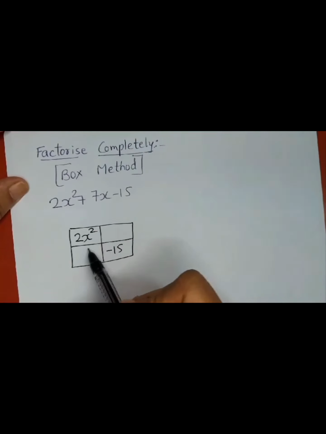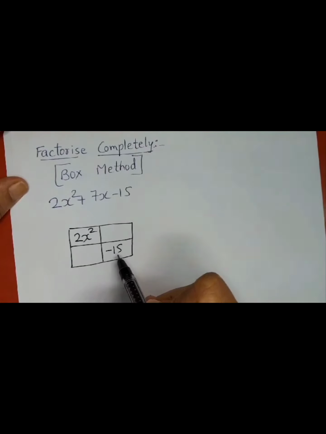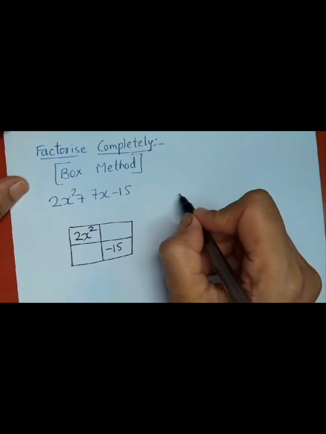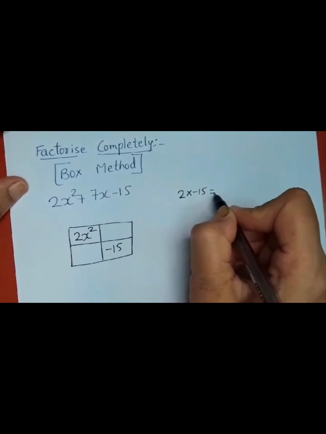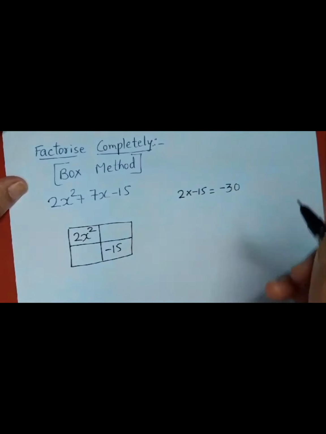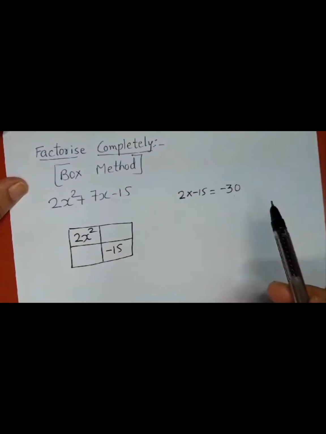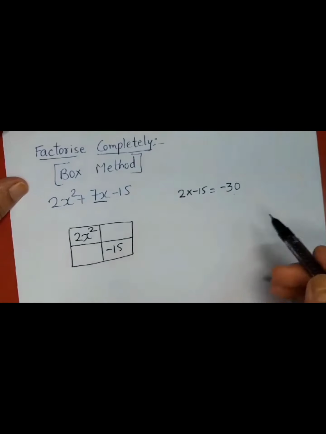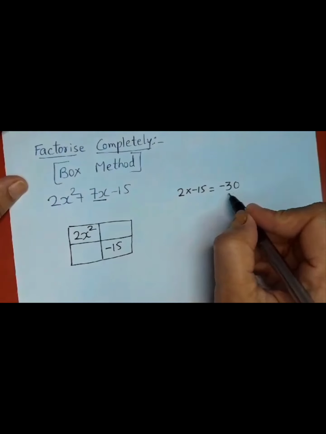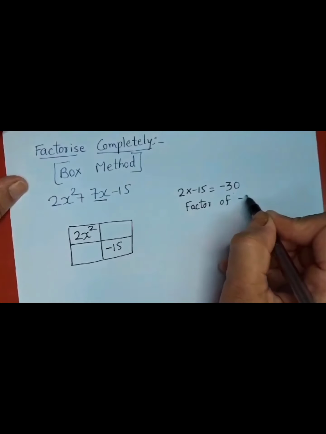Now in order to fill these two boxes, we have to multiply this coefficient of x square and constant term. So by multiplying 2 and minus 15, we get minus 30. Now in order to fill these two boxes, we have to factorize this minus 30 in such a way when we add them, we get this middle term 7x. So let us factorize this minus 30. So here we'll write factor of minus 30.